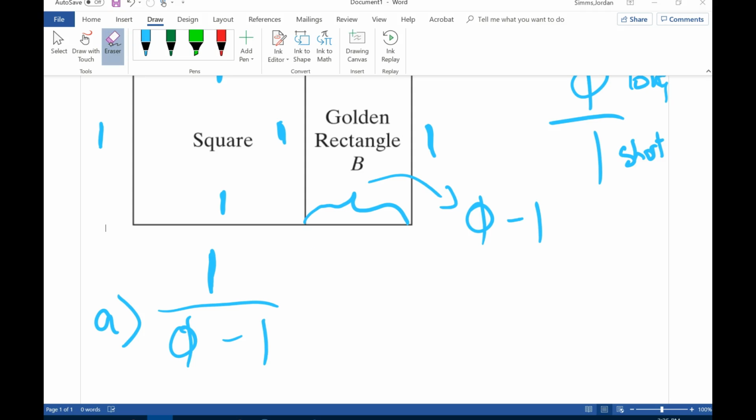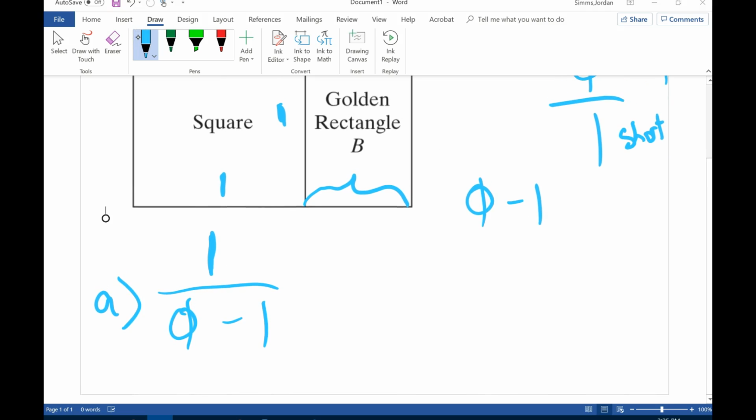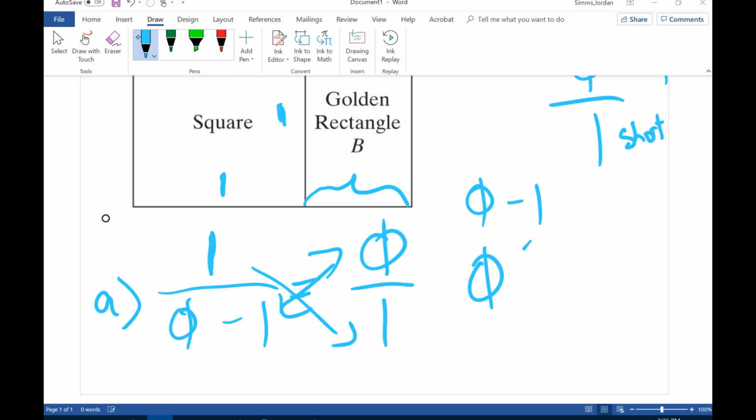Okay, so I think that's part A. Now part B, what they want us to do is set that equal to the original ratio, which was phi over 1. So when we set that equal and do some cross multiplying, we get phi times phi minus 1 equals 1. Just cross multiplying here. I'm going to make some more room.